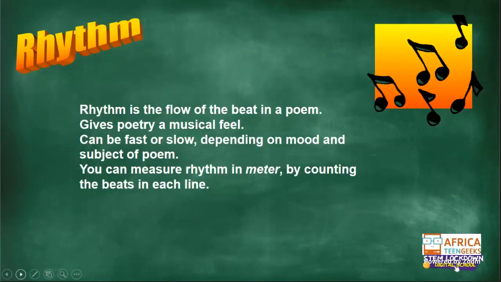Right. Let's quickly look at rhythm. Okay. Coming to rhythm. That was a very good question you asked, Tyrese. So rhythm is the flow of the beat in a poem. It gives poetry a musical feel. Rhythm can be fast or slow depending on the mood and subject of the poem. You can measure rhythm in meter by counting the beats in each line.